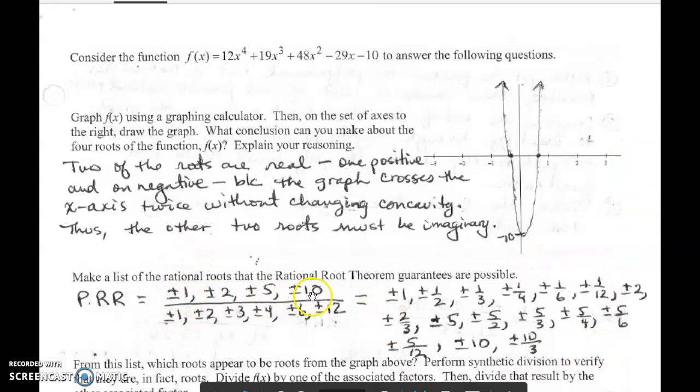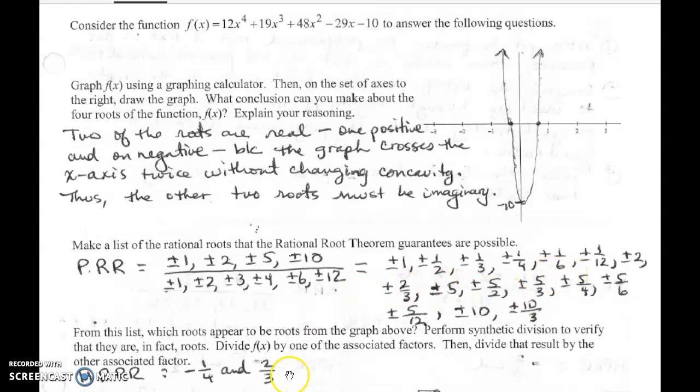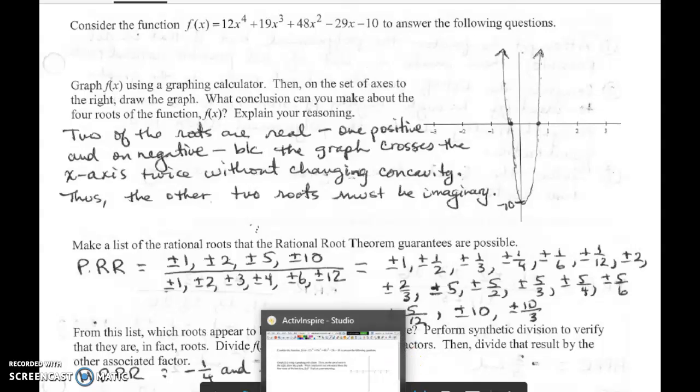You find factors of 10 for the numerator, factors of 12 for the denominator, and do all of those problems. Okay? And then from that, it's somewhat evident that the best options are negative fractions smaller than 1 and also positive fractions smaller than 1. And this person said, let's go ahead and try negative 1/4 and 2/3. So that's what I'm going to do.